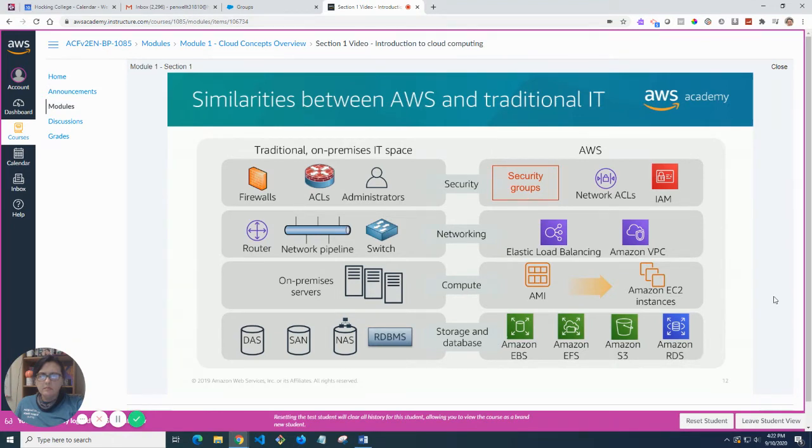Amazon Elastic Block Store represents a hard disk that attaches to your virtual machines and is equivalent to direct-attached storage. Amazon Elastic File System also attaches to your virtual machines, but it represents a traditional storage area network. Amazon Simple Storage Service, or S3, provides the ability for you to store files using the internet and is similar to network-attached storage. Finally, Amazon Relational Database Service is the equivalent to your physical relational database management system.